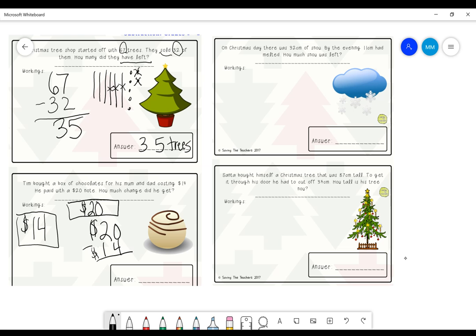I have 2 tens and I'm taking away 14. Can I take 4 ones away right now? No. So what I'm going to do is regroup. I am going to change one of my tens into 10 ones.